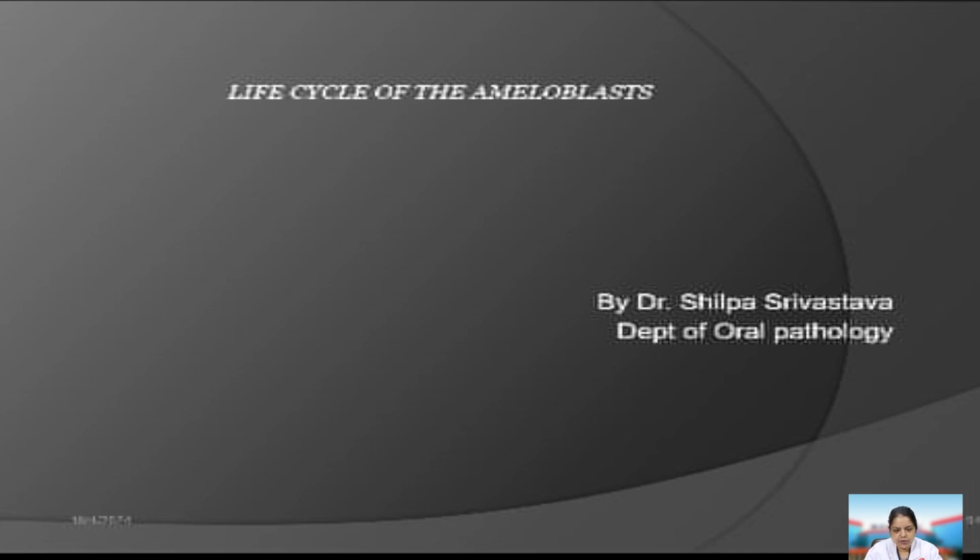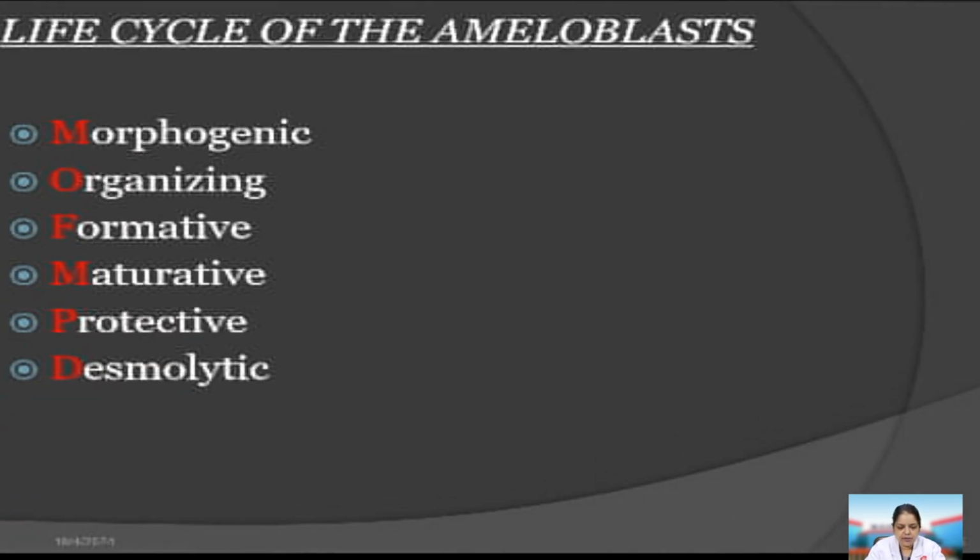Today, our topic of discussion is the life cycle of ameloblast. The life cycle of ameloblast is divided into 6 stages. The first one is the morphogenic stage, second is organizing, third one is formative, fourth is maturative, fifth is protective, and the last one is desmolytic.